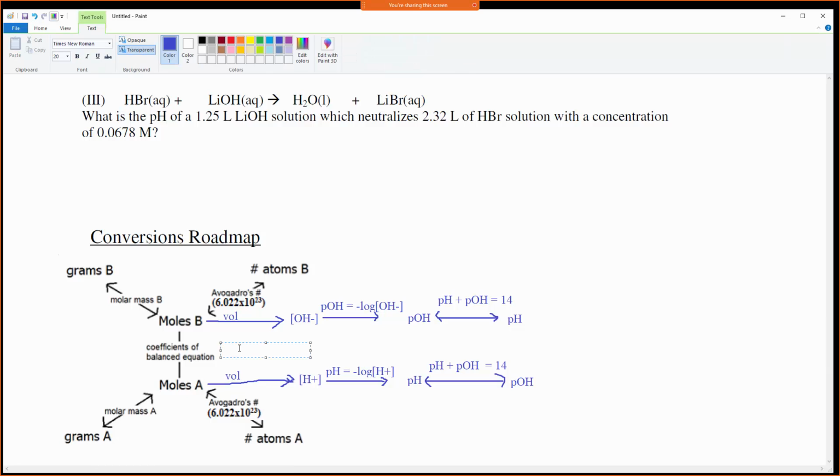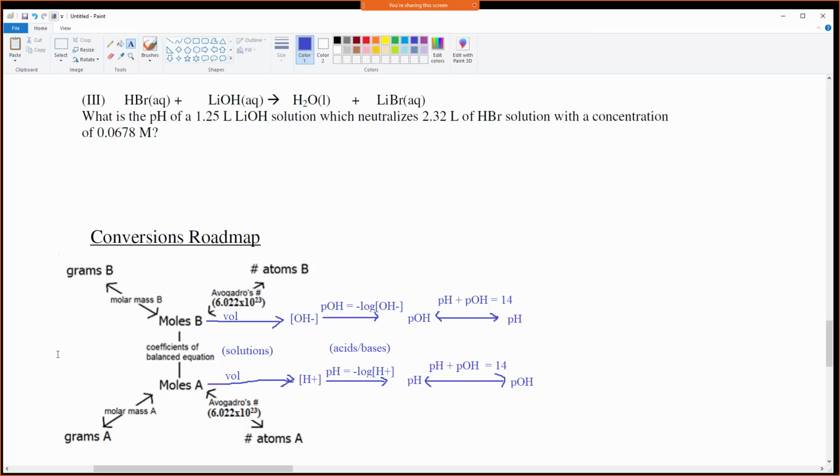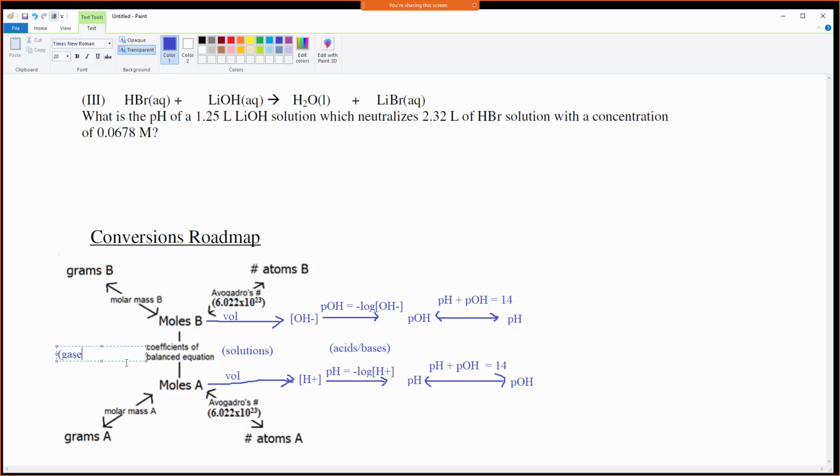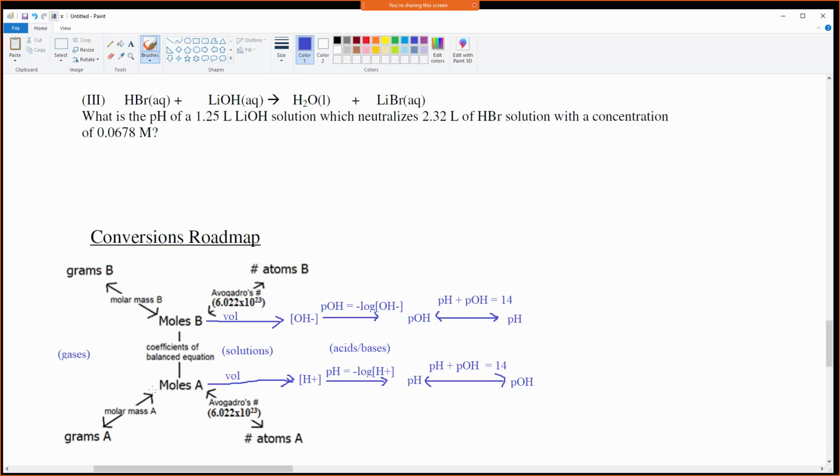Of course, this side of off-roading is only good for solutions, and then this section of off-roading is really only applicable to acids and bases. That's not to mention the off-roading that could go on over here that we did with gases, right? Using PV equals nRT, we can take it over here. We're not doing that today though, so we're gonna ignore that.